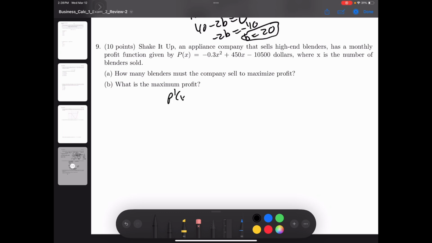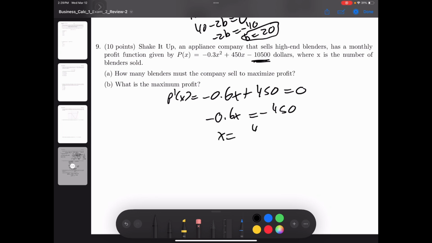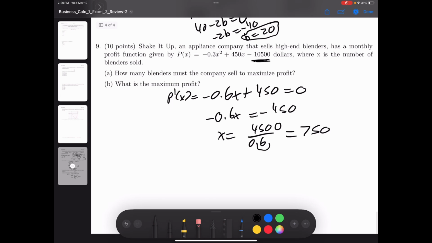So we have p prime of x is equal to negative 0.6x plus 450. Remember, when we take the derivative of a whole number, it just goes to 0. And we're going to set this equal to 0 to find what our maximum is. If I set this equal to 0, I get negative 0.6x equals negative 450. Divide by negative 0.6. I get x equals, negative and negative cancel, 450 over 0.6, or 4,500 over 6. 4,500 divided by 6 is 750. So we get 750 as our number of blenders to sell.